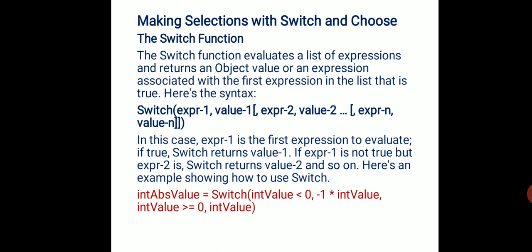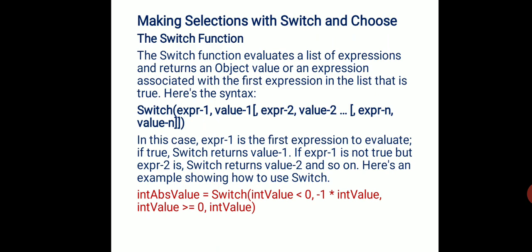int abs value, that is finding out the absolute value, equal to switch int value less than 0, minus 1 into int value, greater than or equal to 0, int value. So what is the absolute value? Absolute means if a value is a negative value, then it will make it positive. That means for a negative value, it will eliminate the minus. Okay, so here minus 1. See here, absolute value, making a negative value a positive.